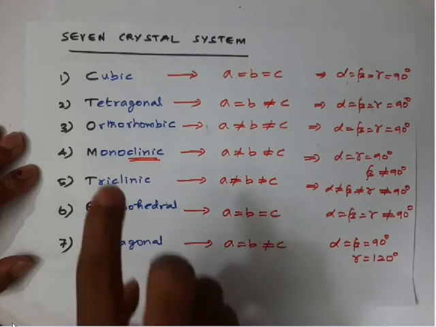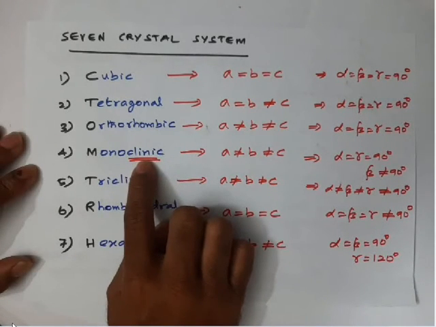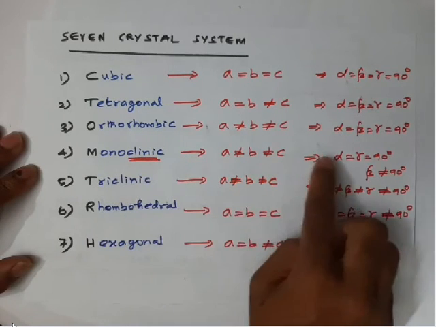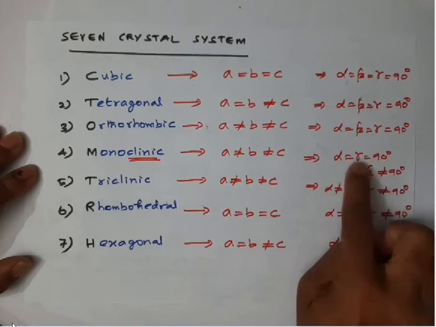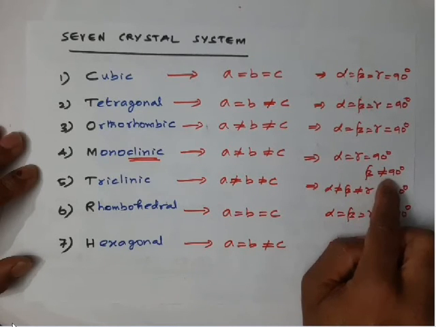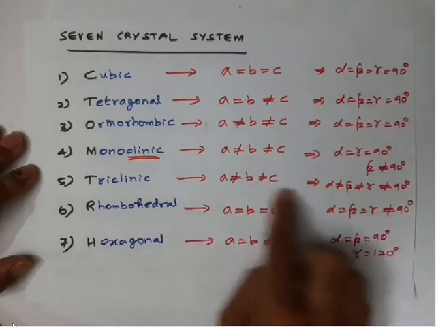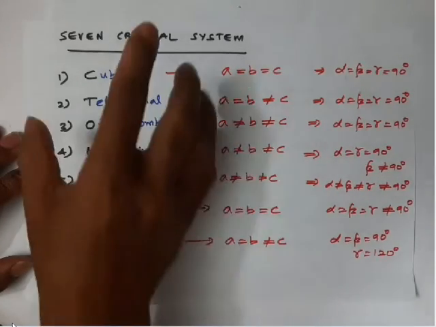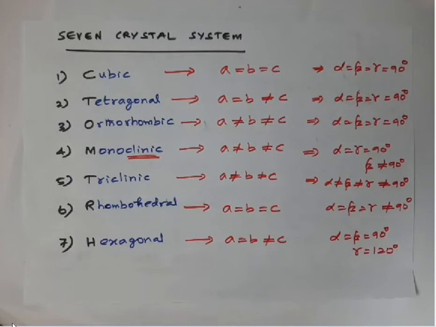I also told you clinic means non-90. Monoclinic means one of the angles is non-90. Out of the 3, alpha and gamma are 90 degrees, but one angle, beta, is not 90 degrees. If all the 3 angles are non-90, it is called triclinic. So we have 7 different types of crystals by assuming unit cells are only primitive unit cells.